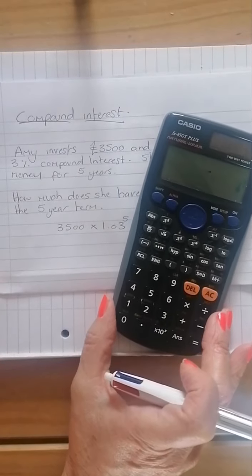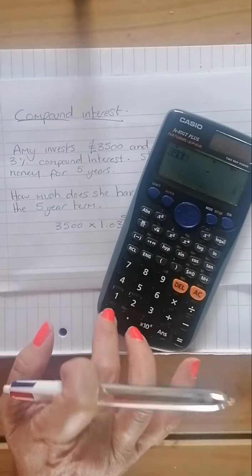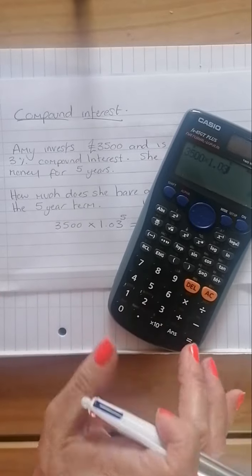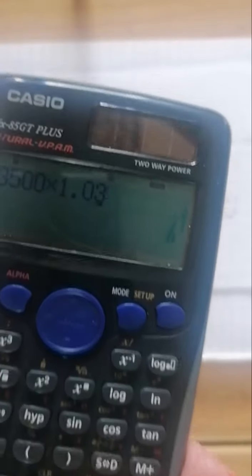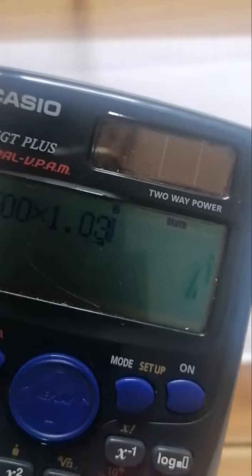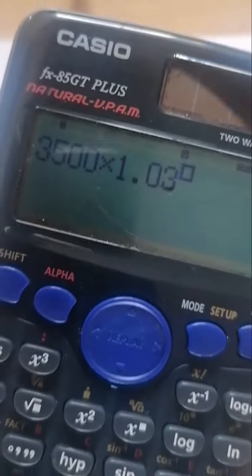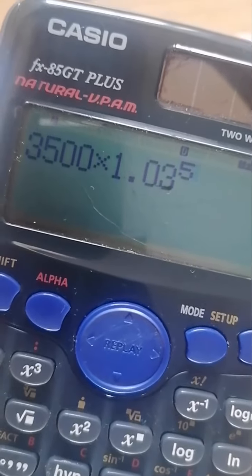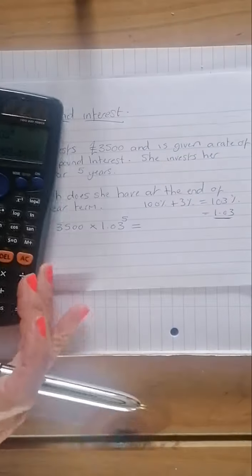In case you're not familiar with using the power buttons, I'm just going to show you on the calculator. 3,500 multiplied by 1.03, and I'm just going to lift this up so you can see it. I want a power of 5, so I'm looking to press this button here, the little x with the little square on it, if you've got this type of calculator, and in there I'm going to put the 5. That's what it looks like on your calculator. Press equals, and there's your answer.